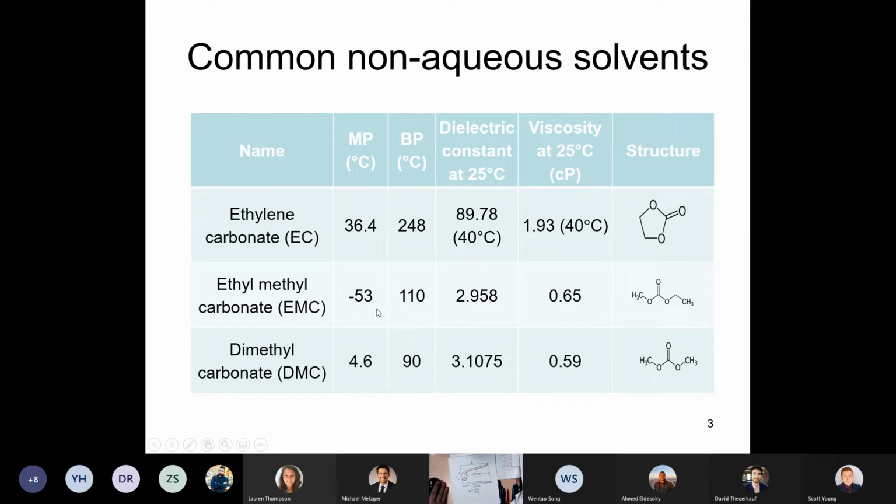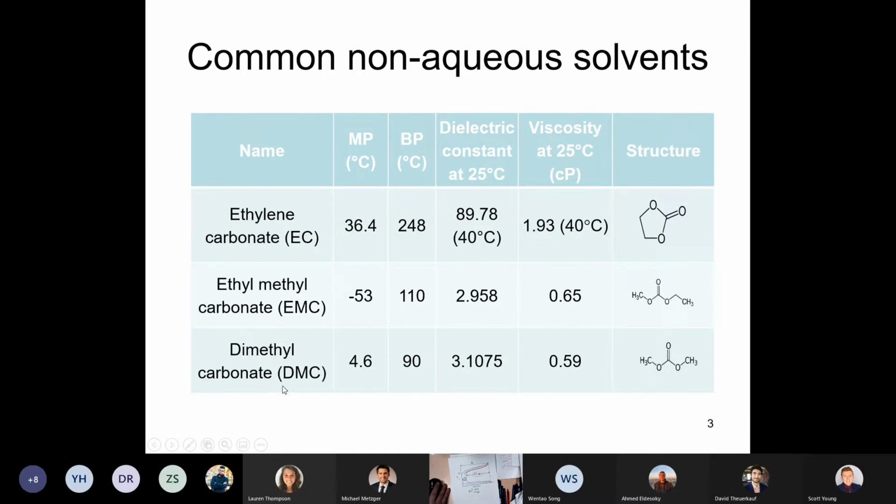And then if you look at ethyl methyl carbonate, it melts at minus 53 degrees C. So that's great. It's never going to freeze on the Earth typically. But its dielectric constant is really terrible. So it's difficult for EMC to dissolve salts, especially at low salt content. We'll learn more about electrolytes that only contain ethyl methyl carbonate or only contain dimethyl carbonate later on. They're quite interesting. But it has a low viscosity, and that's good.